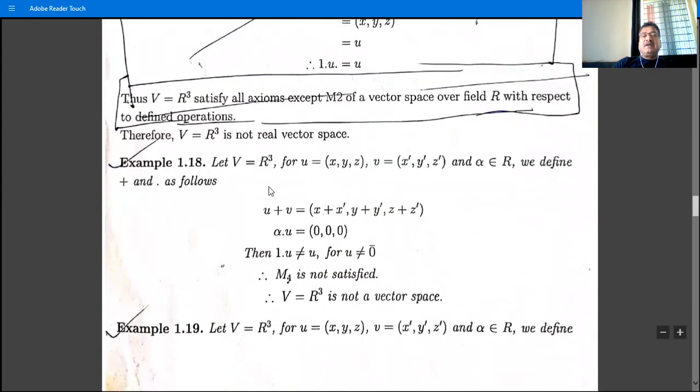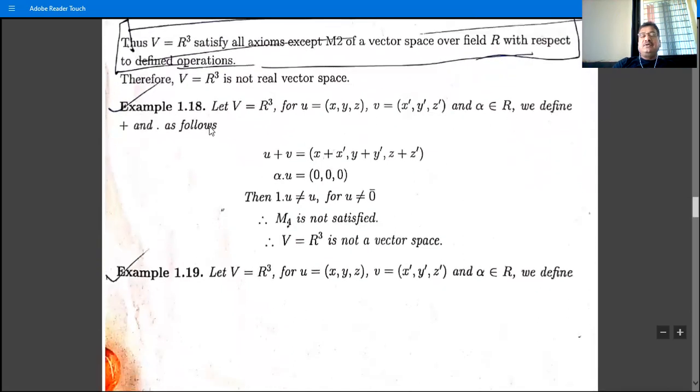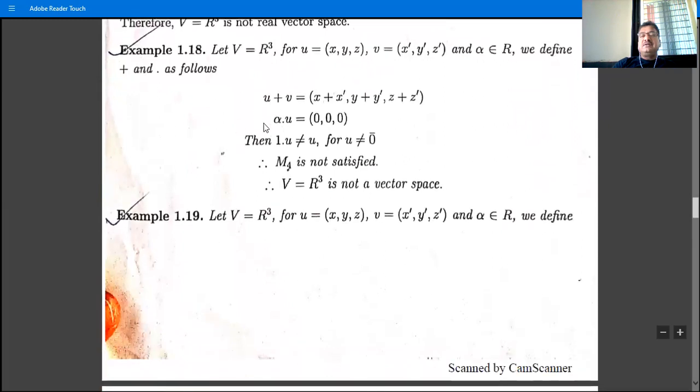Similar to this example, V is R3, u is (x, y, z), v is (x dash, y dash, z dash), and alpha is a scalar. We have to define it. So addition is the usual addition, but scalar multiplication is like this: alpha into u bar is (0, 0, 0), and therefore the scalar multiplication is not the usual scalar multiplication. And in this example, 1 into u bar is not equal to u bar for any u bar not equal to 0. That is, take a counter example. Suppose u bar is (1, 2, 3), and then 1 into u bar is what? (0, 0, 0).